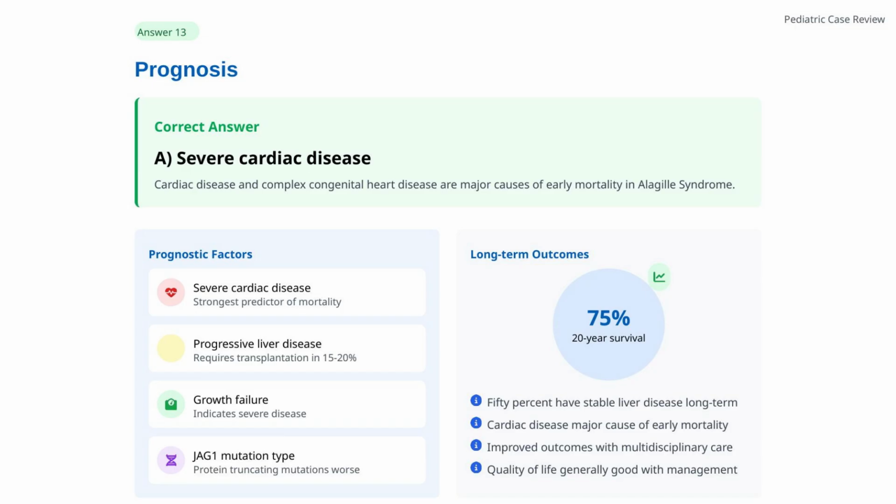It is important to note that while posterior embryotoxin, butterfly vertebrae, and facial features are important for diagnosis, they do not significantly impact prognosis and should not be used to predict long-term outcomes.